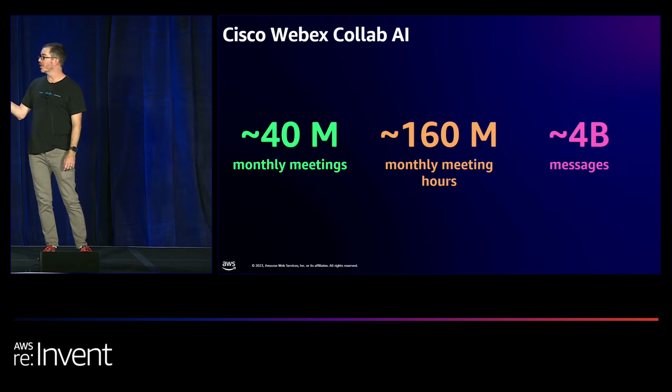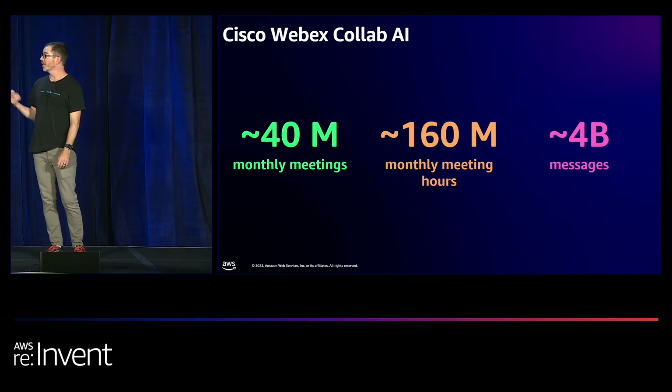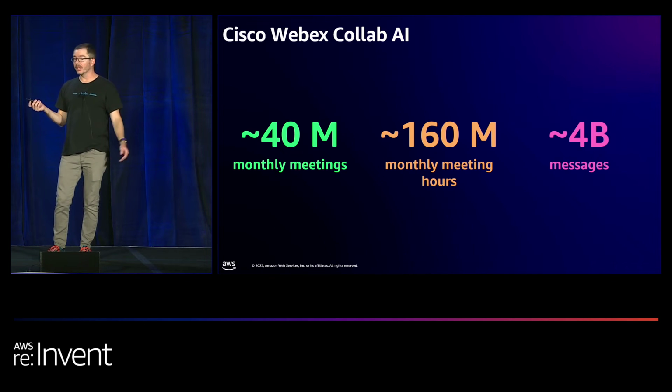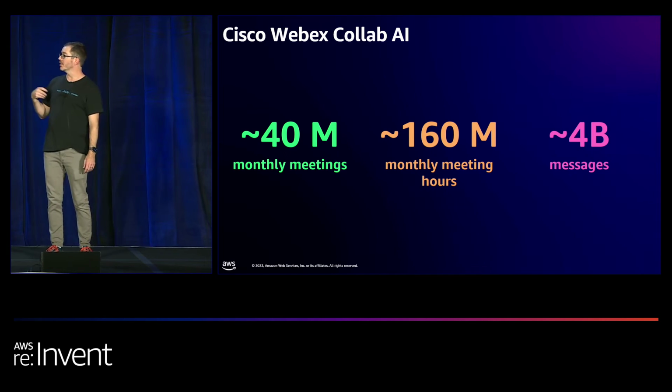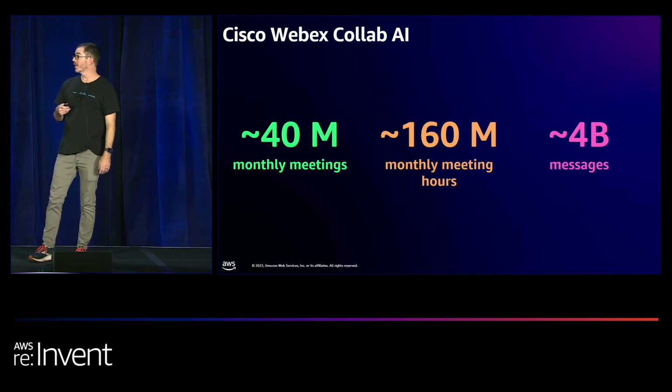You can see in any given month we have 40 million monthly meetings. Across those meetings there are 160 million hours of meetings, and then 4 billion messages. Those meetings can be one-on-one meetings, big team meetings, seminars, webinars. In those messages, there are large spaces the teams use to collaborate with one another. They are one-on-one spaces. They may just be announcement spaces.